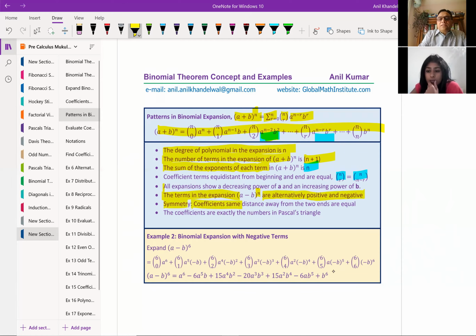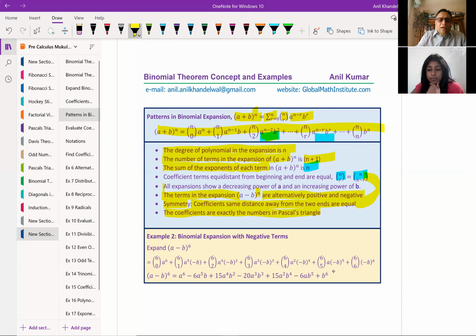Coefficients the same distance away from the two ends are equal. So I've just repeated this. Well, that's what we wrote earlier. The coefficients are exactly the numbers in Pascal's triangle. And as you said, look into the second diagonal and then you know the correspondence. This is the one row which is required, correct?